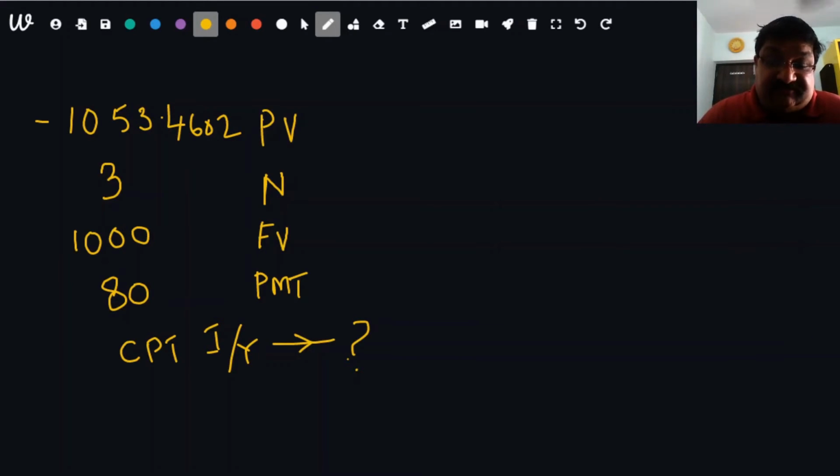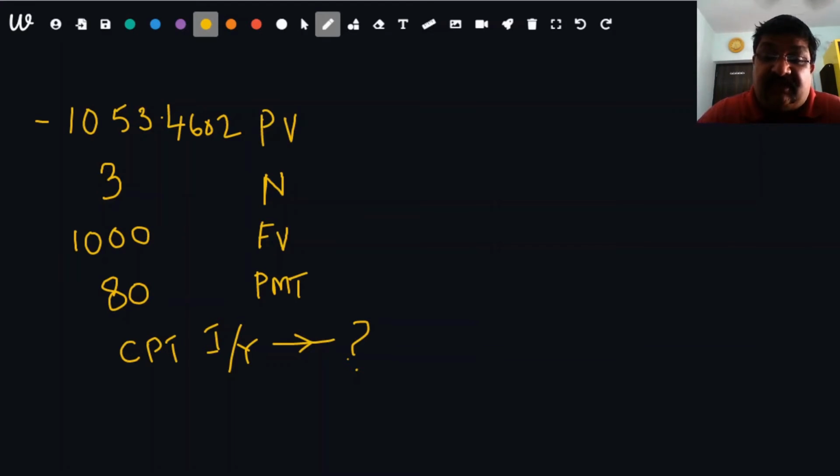So I'm going to do this first. I'll type 1053.4602, as I told you, minus, as my present value. 3 is my years to maturity, I press this as N. 1000 I type and I press this as my future value. 80 I press this as my payment.